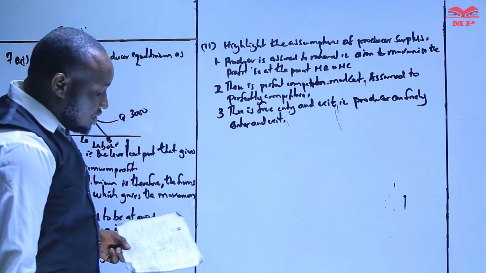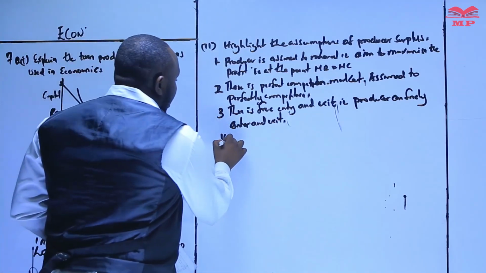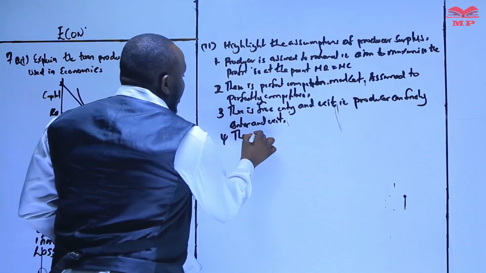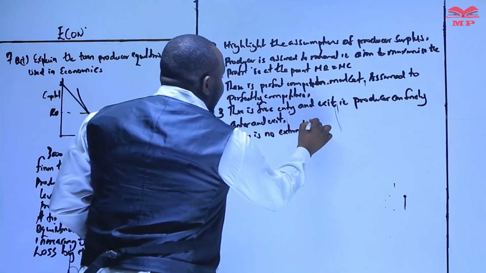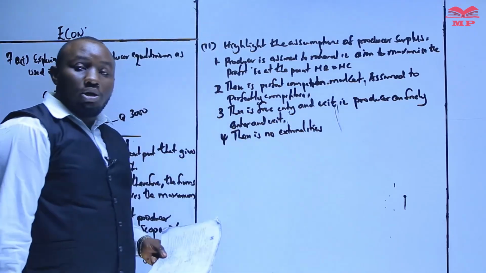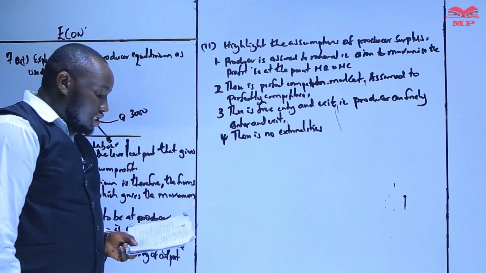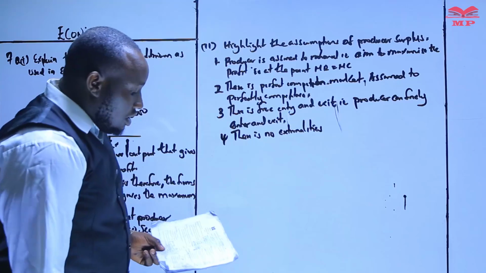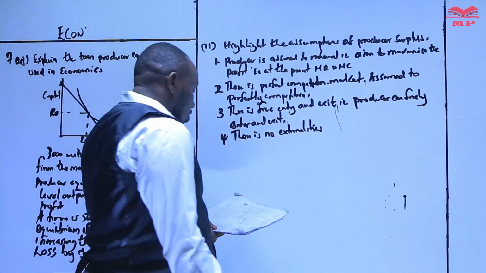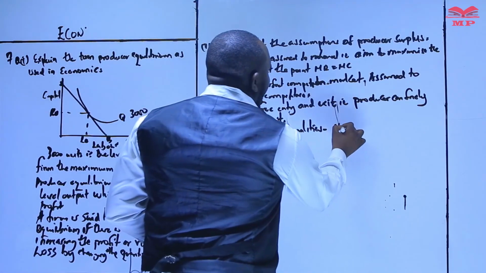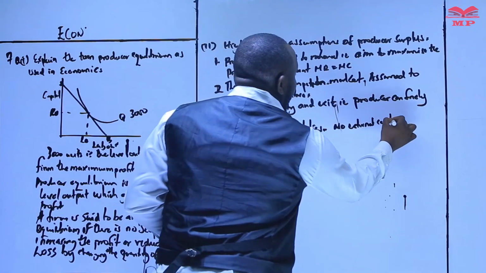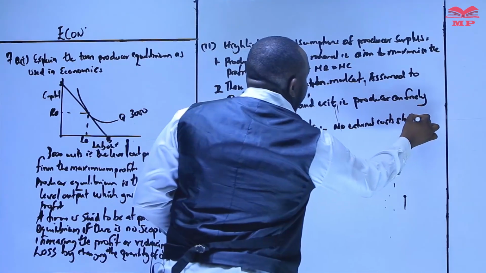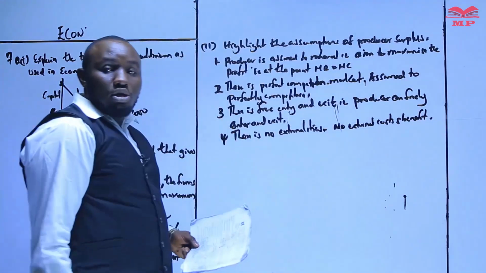The fourth assumption, basically, we say there is no externalities. Basically, we say that there is no externality. That is saying no external costs and benefits.